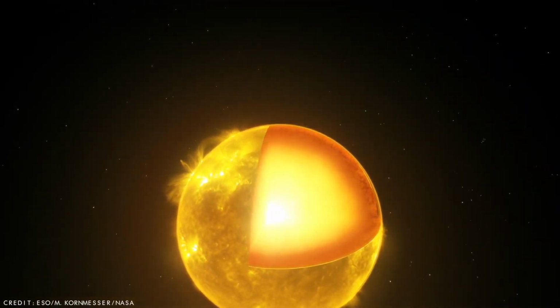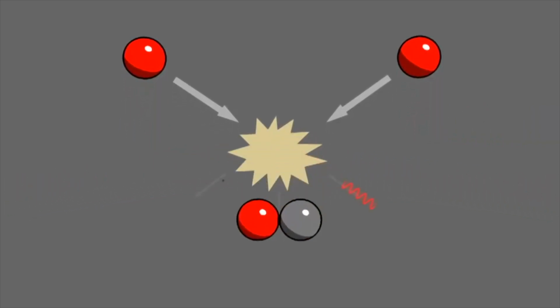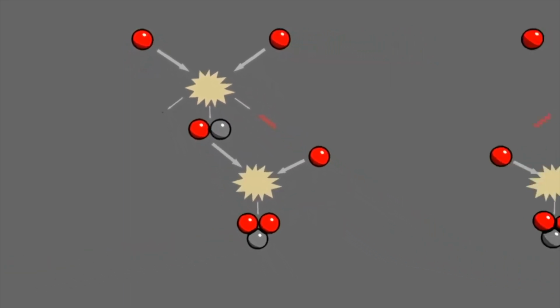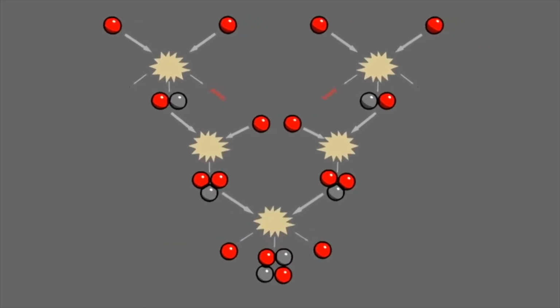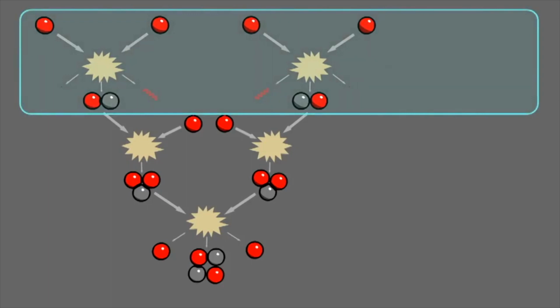And this is hot enough for thermonuclear reactions involving the fusion of hydrogen nuclei into helium, so that's H and He, hydrogen and helium nuclei, to occur. The temperature has to be high to overcome the mutual electrostatic repulsion of the positively charged nuclei. The most common series of reactions is called the proton-proton chain.